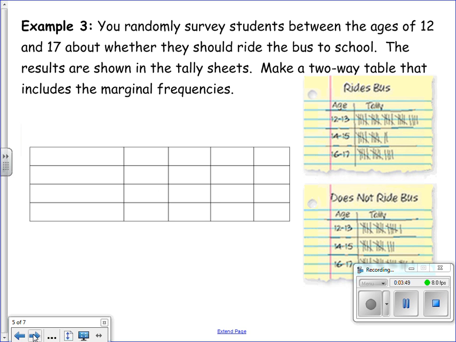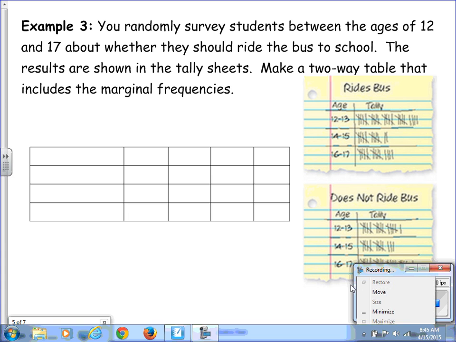Now in example 3, it says we randomly survey students between the ages of 12 and 17 about whether they ride the bus to school. The results are shown in the tally sheets. We need to make a two-way table that includes the marginal frequencies. So now we're given information, we have to actually create a two-way table for it.